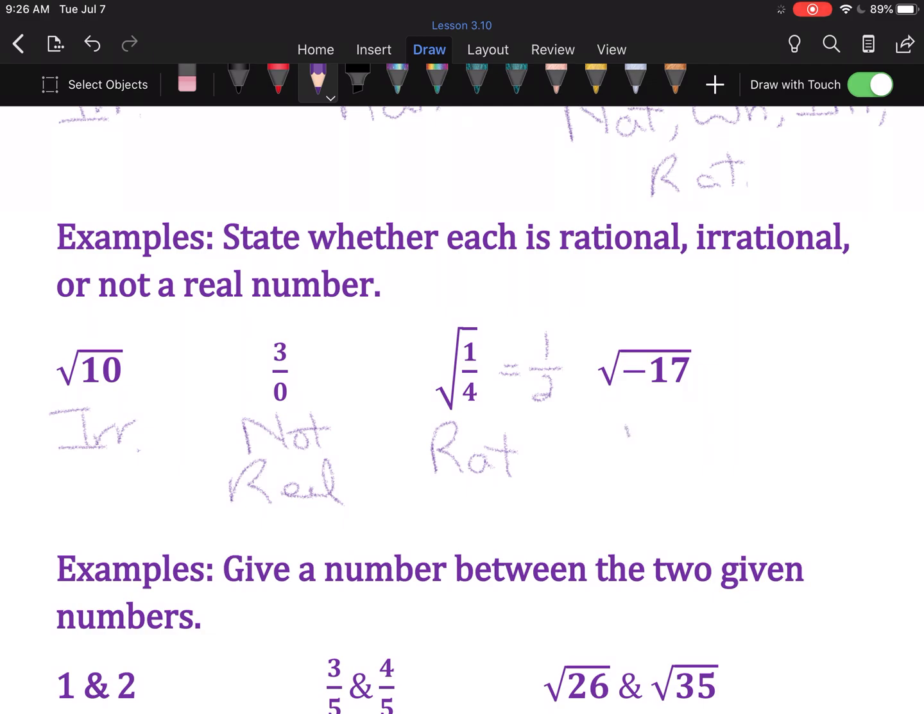Root negative 17 is also not real. Remember, a square root is saying what times itself gives me this number. And in no way can you ever do something times itself and get negative 17, because to get a negative number, you have to have a positive times a negative. So not real is things divided by 0 and the square root of negative numbers. Not negative square root, but square root of negative.